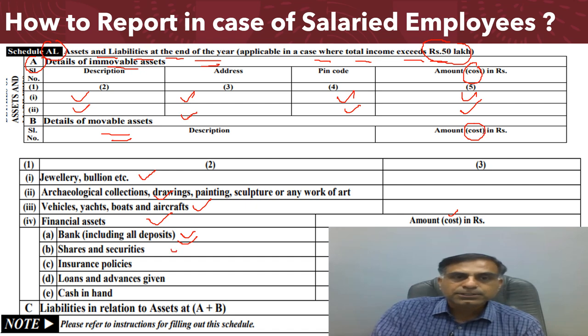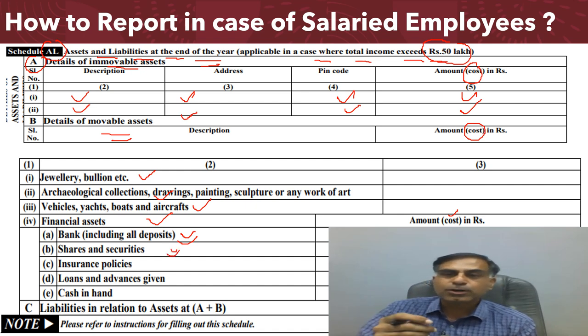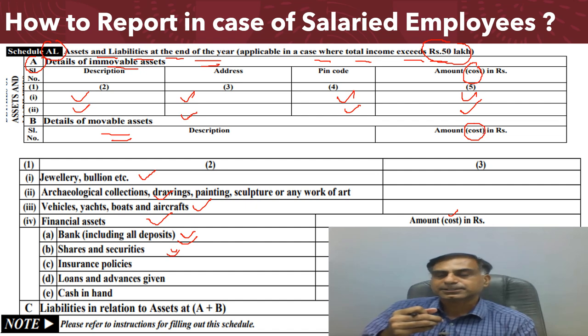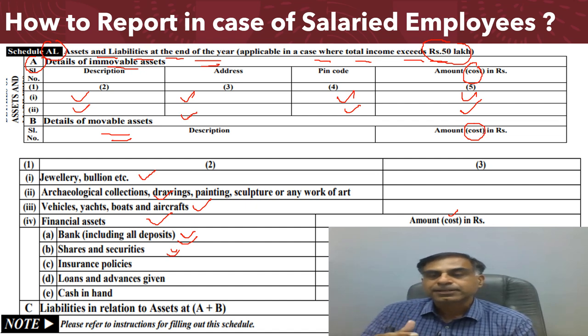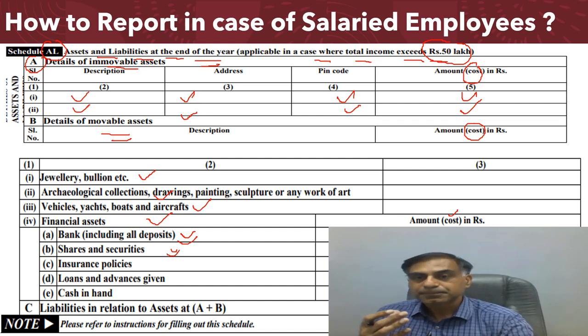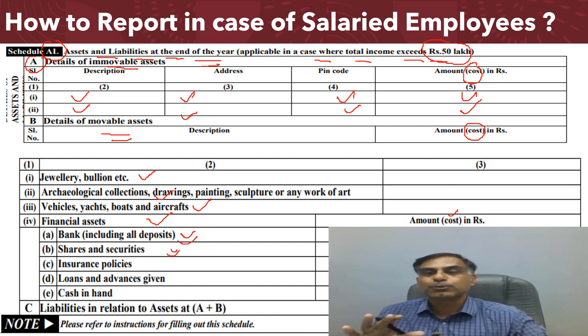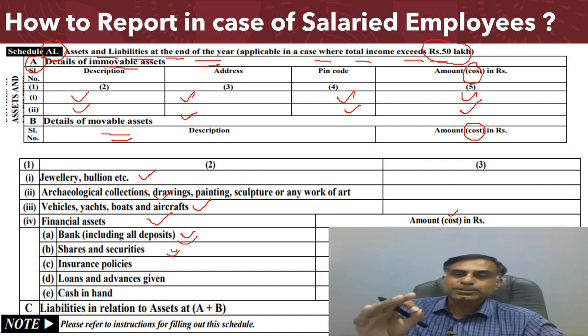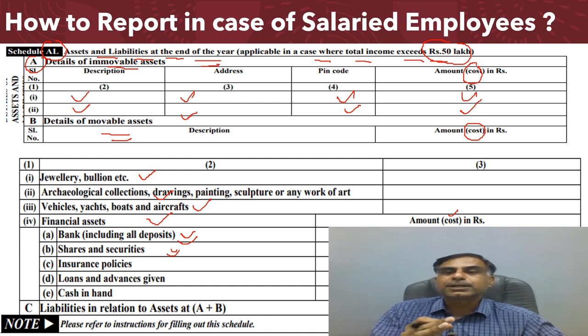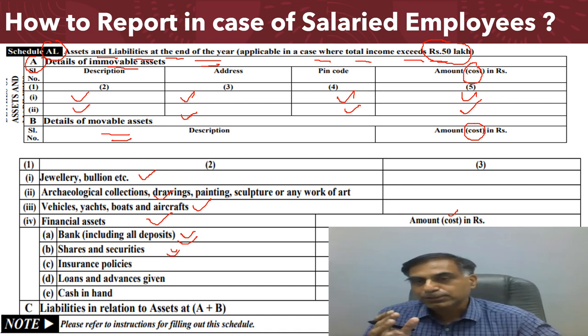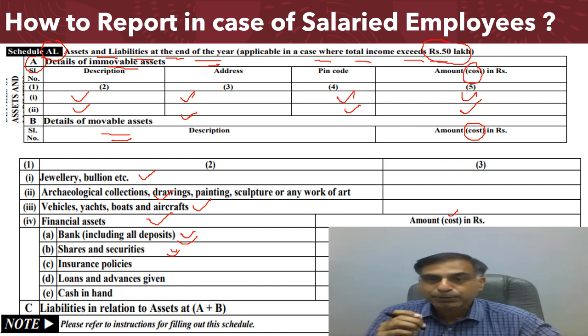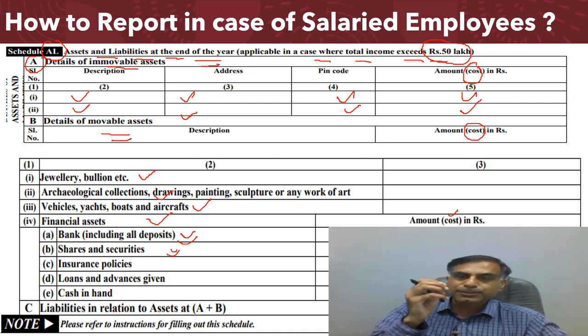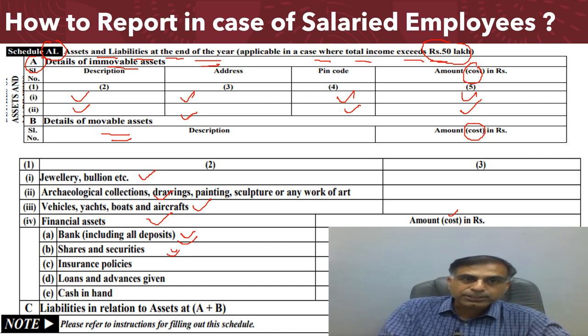Shares and securities. This is a very challenging point because knowing the cost of shares and securities is sometimes a tedious task when you are frequently buying and selling. So it is better that, rather than reporting cost, you can report the NSDL statement value as on 31st of March, or any other DMAT holding statement value as on 31st of March. Yet that is not a right proposition. The right proposition as per law is cost. But if you can't ascertain the cost, then you can at least give the value of the securities. And here the securities, in my opinion, would include shares, debentures, bonds, mutual funds, etc.